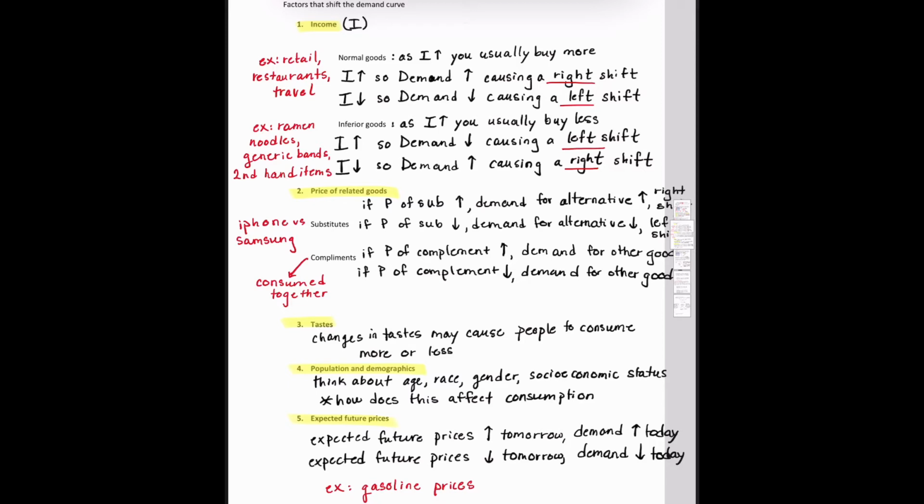Okay, so let's think about inferior goods on the other hand. Inferior goods, we already identified what some examples would be. So, inferior goods, as your income rises, demand for those goods is going to decrease, causing a left shift. But if your income falls, demand for those goods would rise, causing a right shift. So, if you were in the position in which you lost your job, then generic brands, secondhand items, used furniture may become more attractive. You may demand more of those types of goods because you have less income.